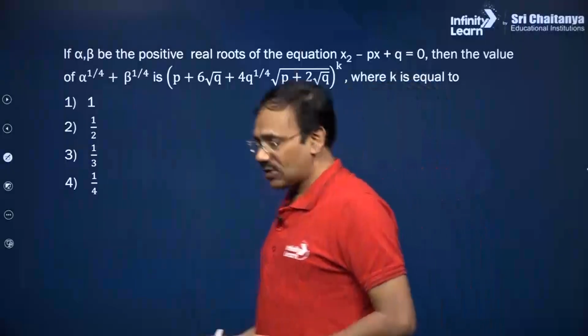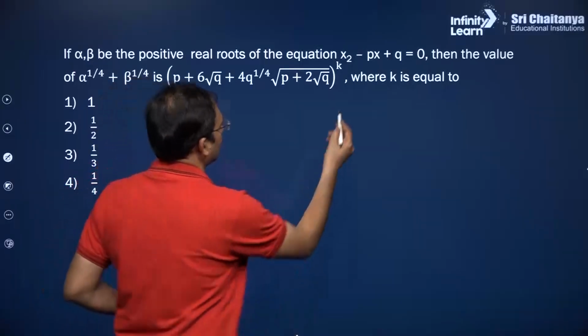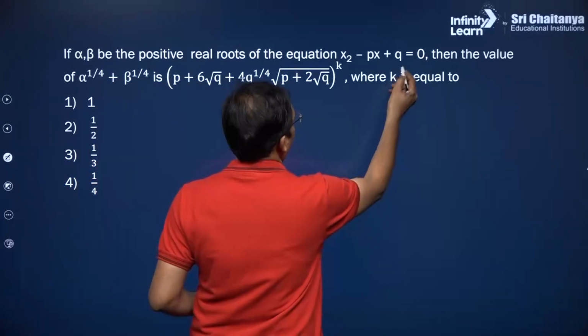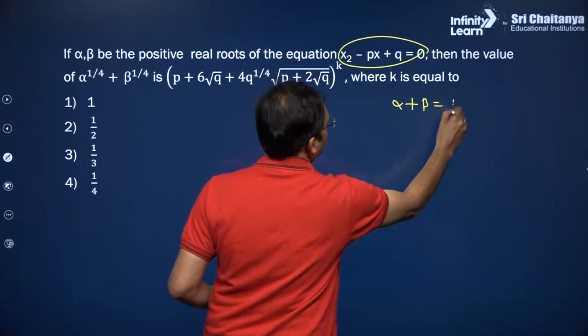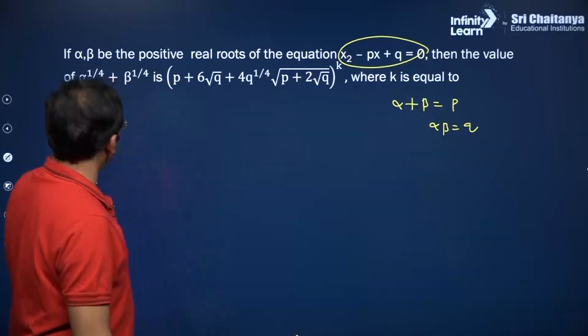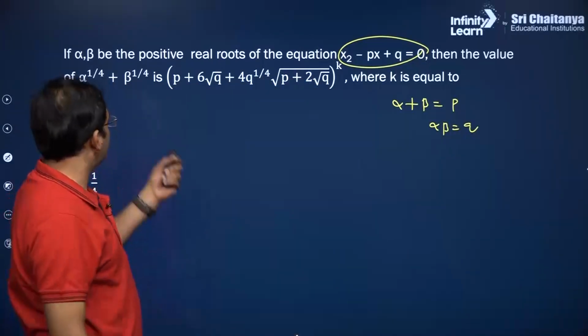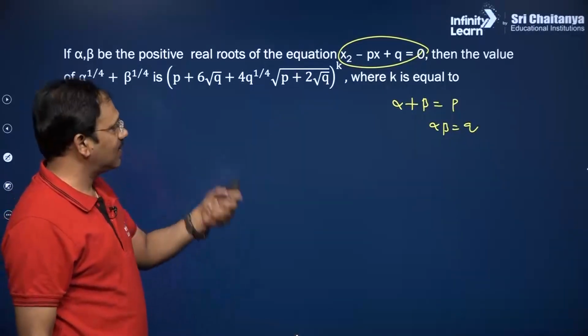So the first question is related to math. See, alpha, beta are the positive real roots of this particular equation, x square minus px plus q equal to 0. So you can say alpha plus beta is p and alpha beta is q. Now the value of alpha power 1 by 4 plus beta power 1 by 4 is given as some expression power k. He wants the k value.